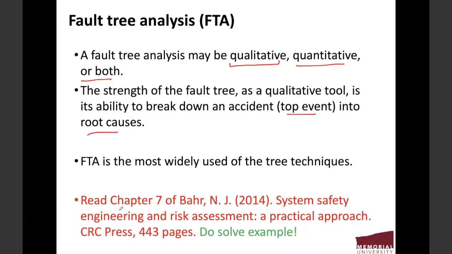In chapter 7 of this Baha book, you need to study the fault tree analysis. And there are some examples here on fault tree analysis that you need to solve. This book is available in your library. However, I will make this chapter available on D2L so that you can study and save your time finding the book and the chapter.